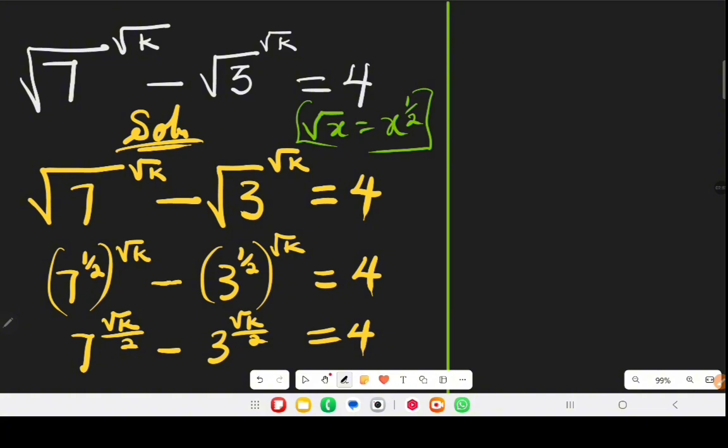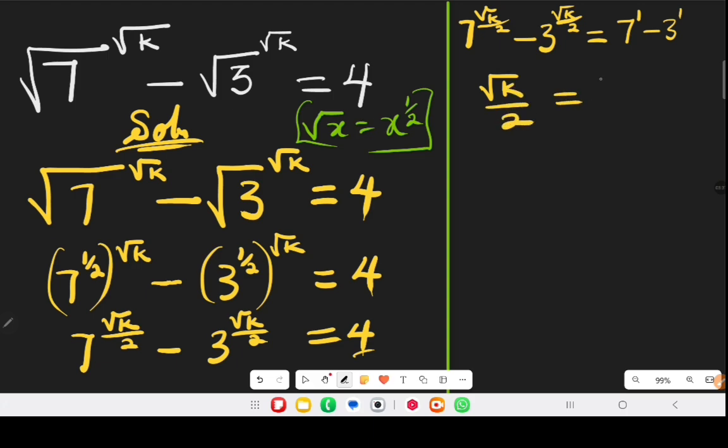Now we proceed. We can write 7 raised to the power of root of k all over 2 minus 3 raised to the power of root of k all over 2 equal to, we can express 4 as 7 raised to the power of 1 minus 3 raised to the power of 1. 7 raised to the power of 1 minus 3 raised to the power of 1, we get back 4. If that is true, we can compare both sides. If we compare both sides, we have root of k all over 2 equal to 1.